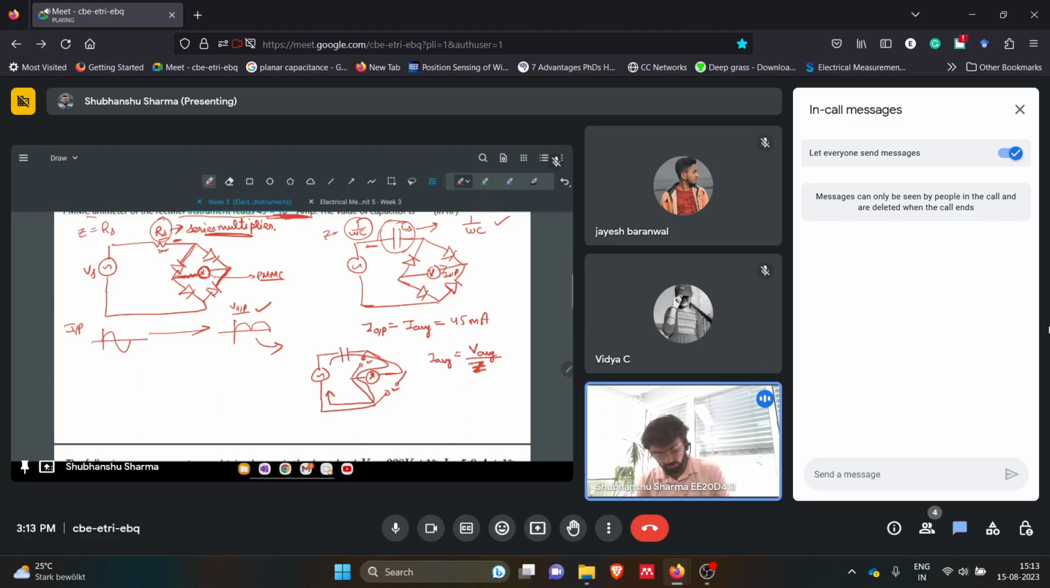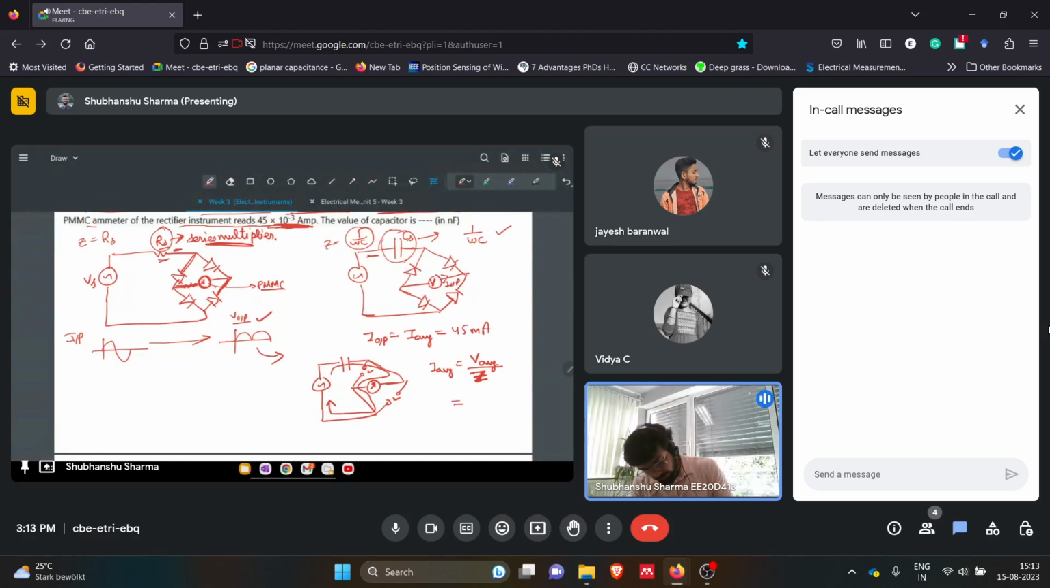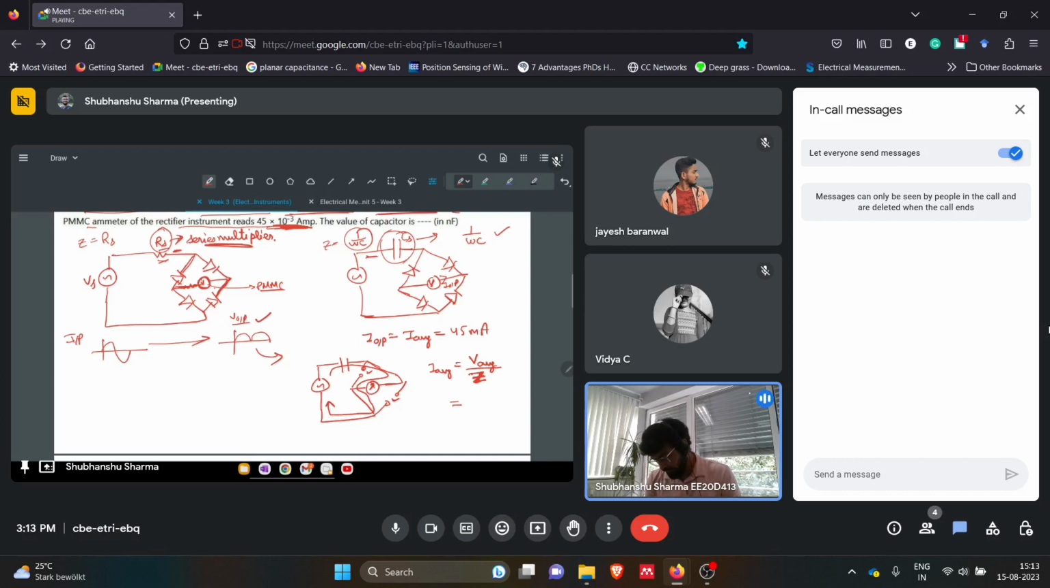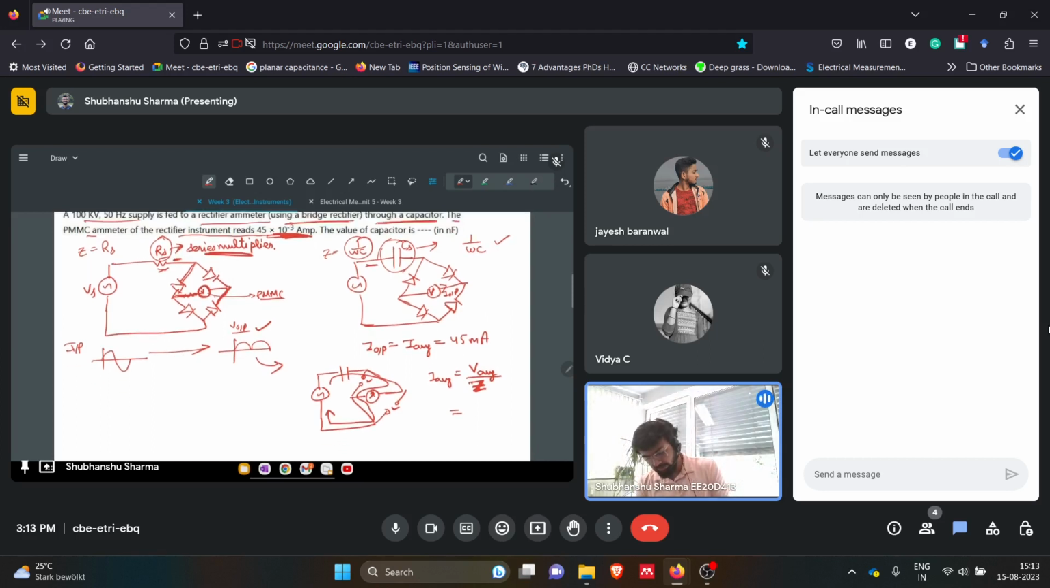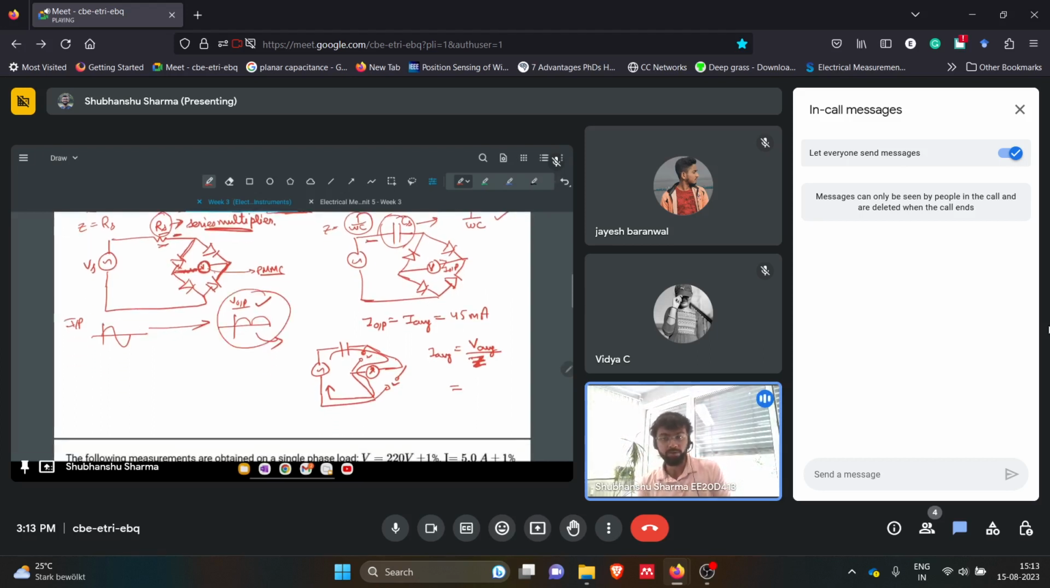I'm talking about impedance now because we are talking in terms of frequency. So that's it. For the value of the capacitor, we need V average. So what is the V average of a full wave rectified output signal?